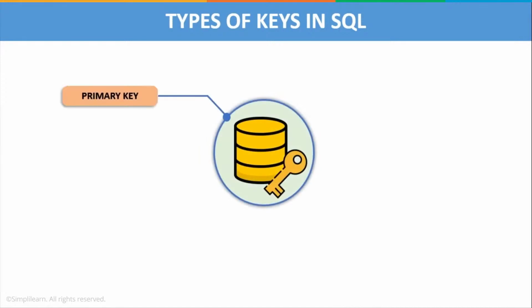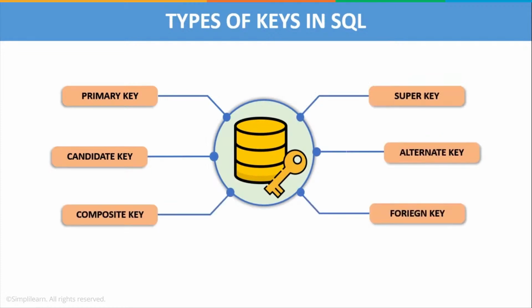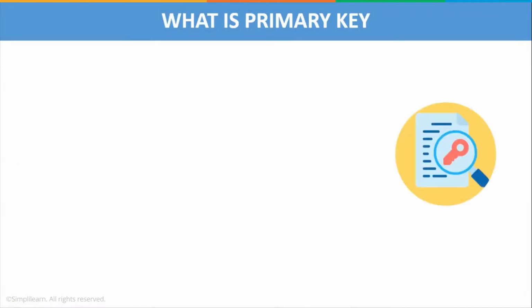SQL keys are broadly classified into various types such as primary key, super key, candidate key, alternate key, composite key, and foreign key. Now let us discuss each and every type of key in detail with an example. Firstly, let us look at what exactly is a primary key.